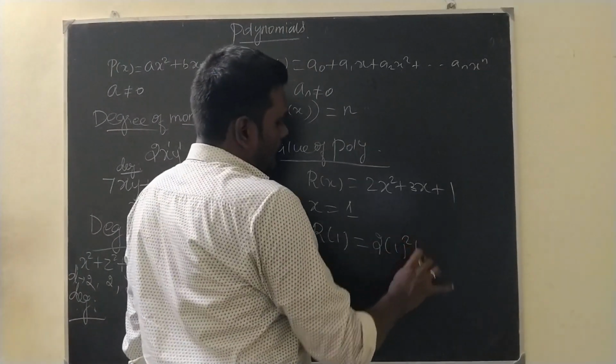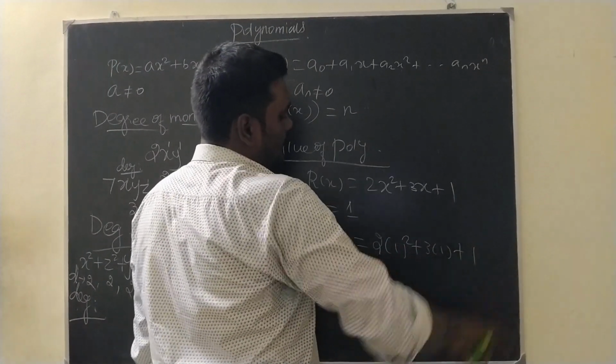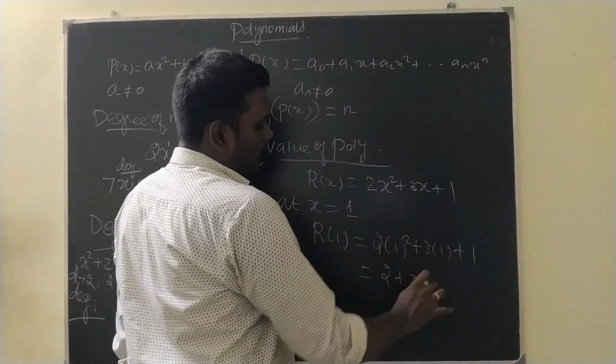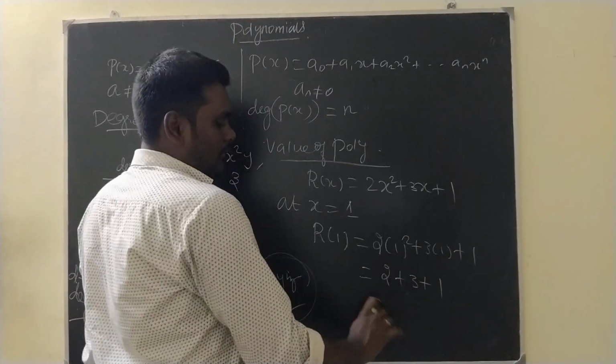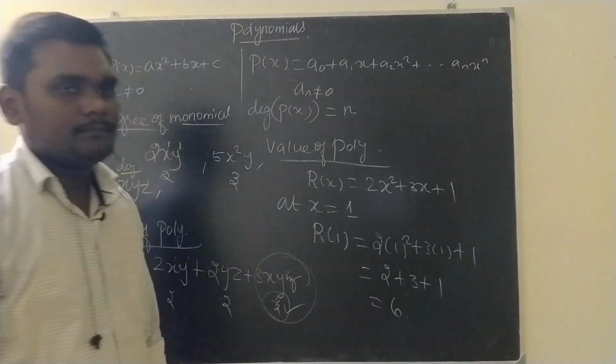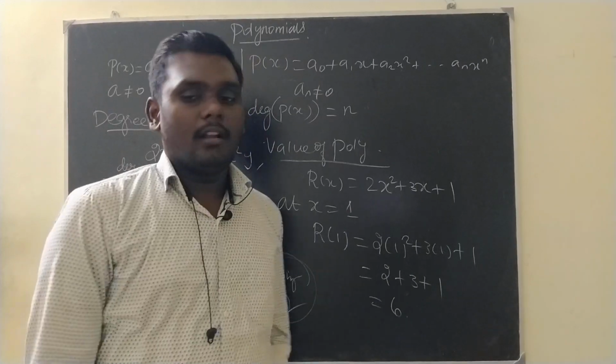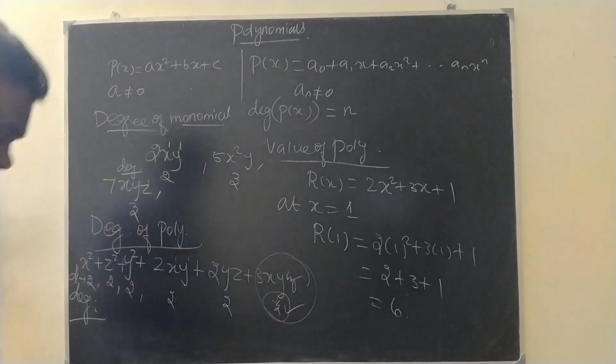Now 2 into 1 square, 3 into 1 plus 2. So that is 2 plus 3 plus 1. 1 square is always 1. So we have 6 as the answer. That is the value of this polynomial r of x at 1. It is called r of 1. Okay.